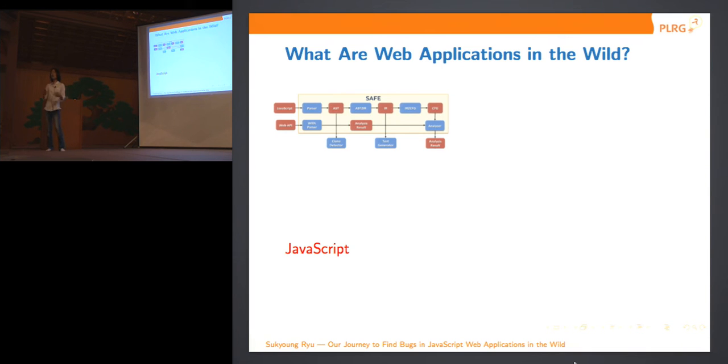But we do have lots of JavaScript code developed by third parties. We'd like to understand that. We'd like to measure their quality and things like that. So we started working together. Then, what do we mean by web applications in the wild?